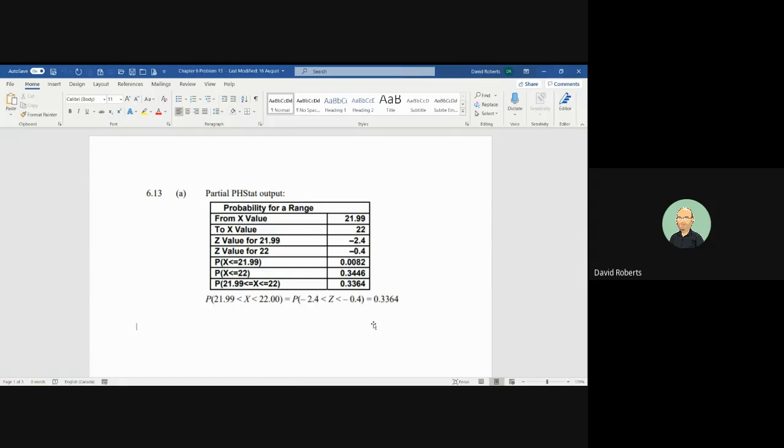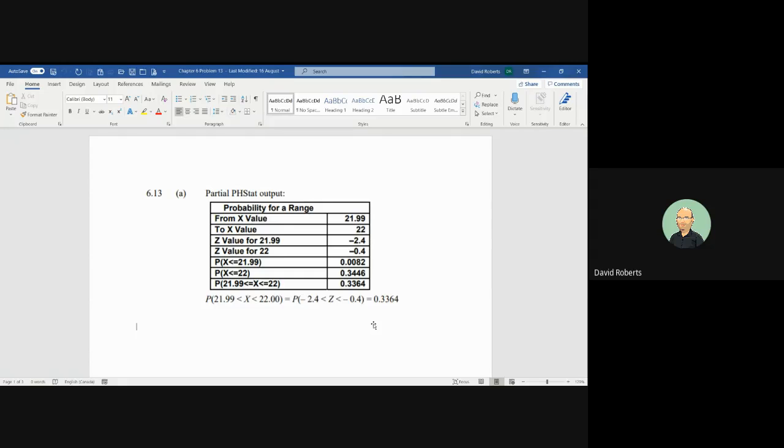So the machining, we're finding that the manufacturing process is producing a mean of 22.002 millimeters. So it's not 22 even, and there's a standard deviation of 0.005. So we want to find out the proportion of shafts that are between 21.99 and 22 millimeters.